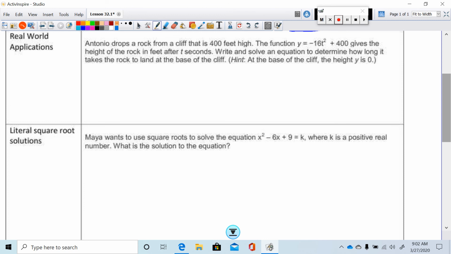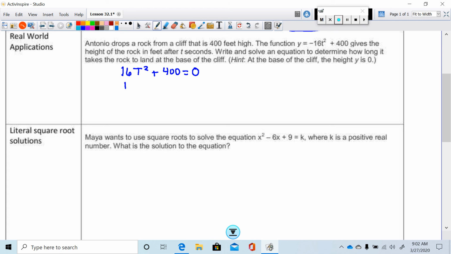Antonio drops a rock from a cliff that is 400 feet high. The function y equals negative 16t squared plus 400 gives the height of the rock in feet after t seconds. Write and solve an equation to determine how long it takes the rock to land at the base of the cliff. And they give you a hint. The base of the cliff, the height y is 0. So I can literally say, just take the function, negative 16t squared plus 400 equals 0, because that's what they're telling us here.